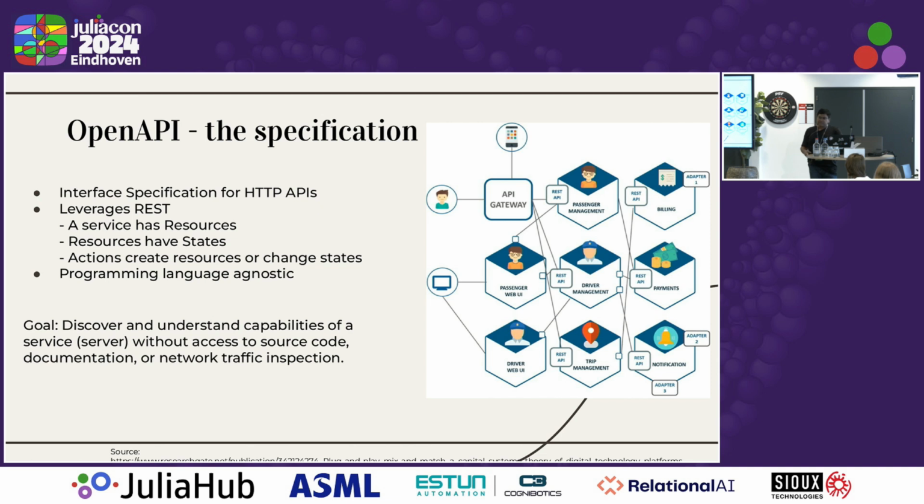So the goal of the specification is to make a service discoverable and easy to understand without actually using it, right? So as a user of the service, you can look at the spec and see what it does. As a provider of the service, you can publish the spec for your users so they can use it easily. So that is primarily the goal of OpenAPI.